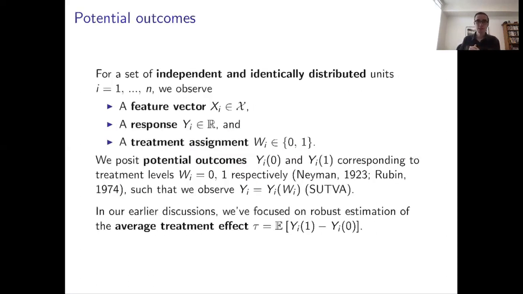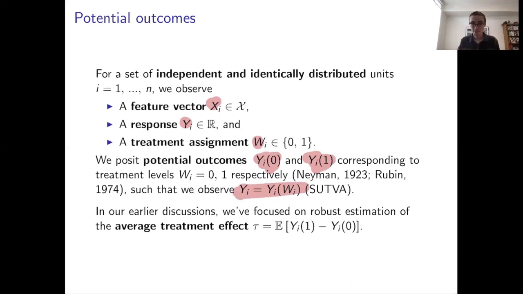In terms of the statistical setup, it'll be the same as usual. We're going to assume we get to work with a set of n independent and identically distributed units. Each of them has a feature vector x, an outcome y, and a treatment assignment w. We have potential outcomes corresponding to the outcome you would observe with or without treatment. So the actual outcome you observe is the potential outcome corresponding to the treatment assignment you actually received.